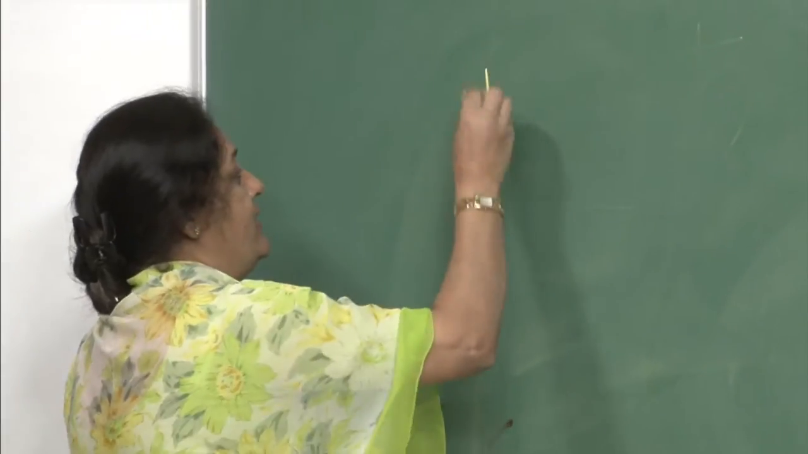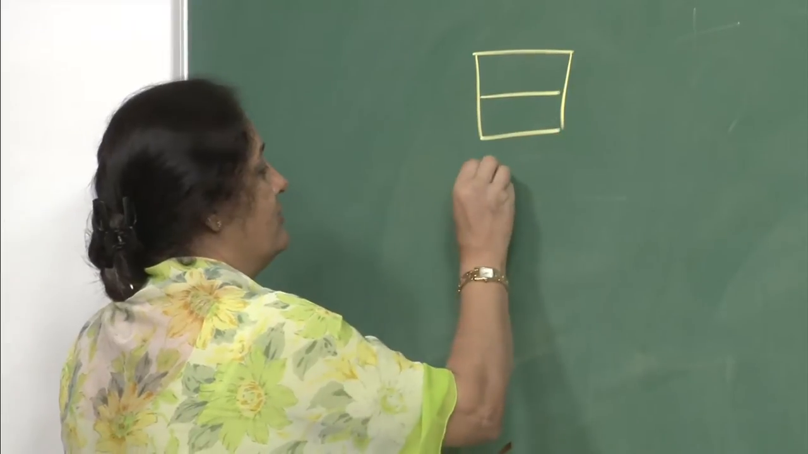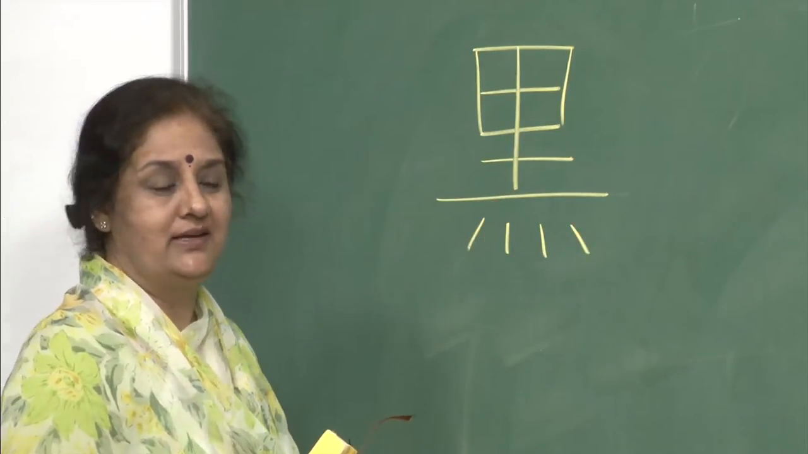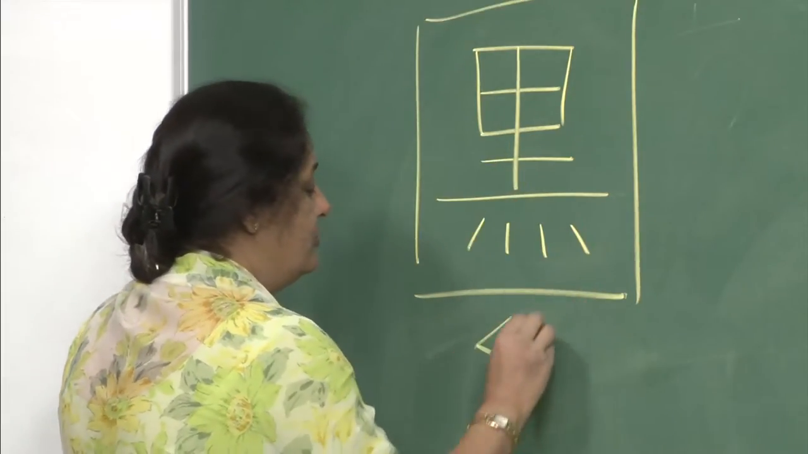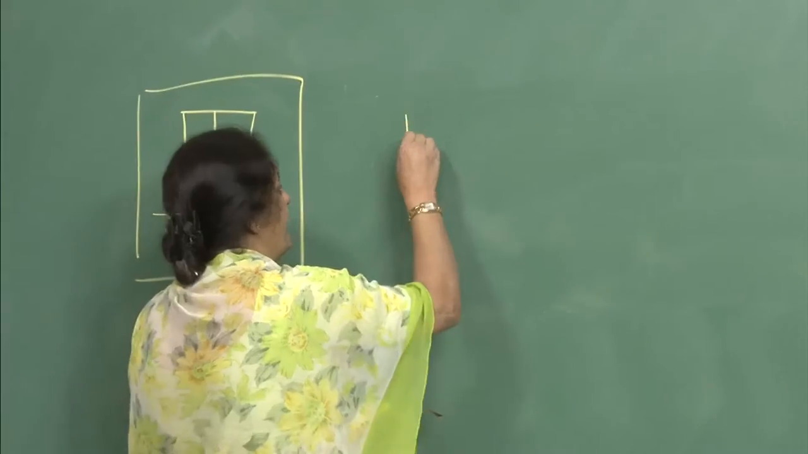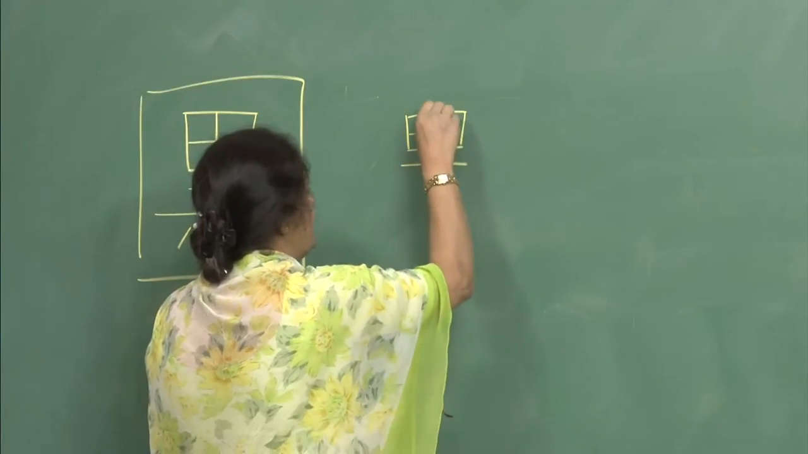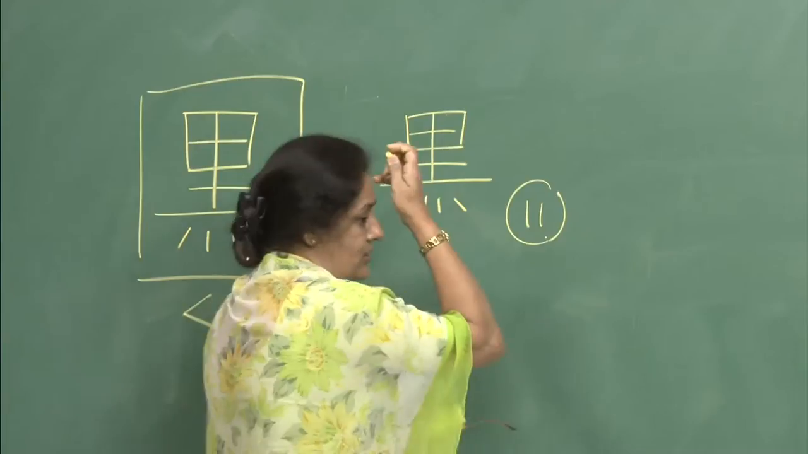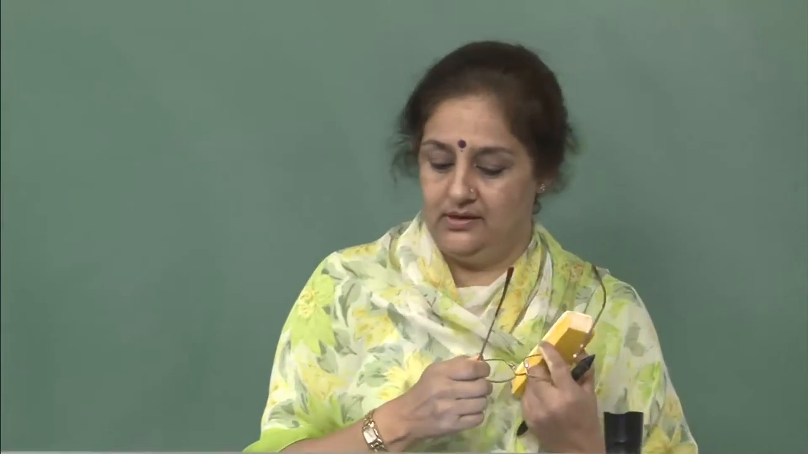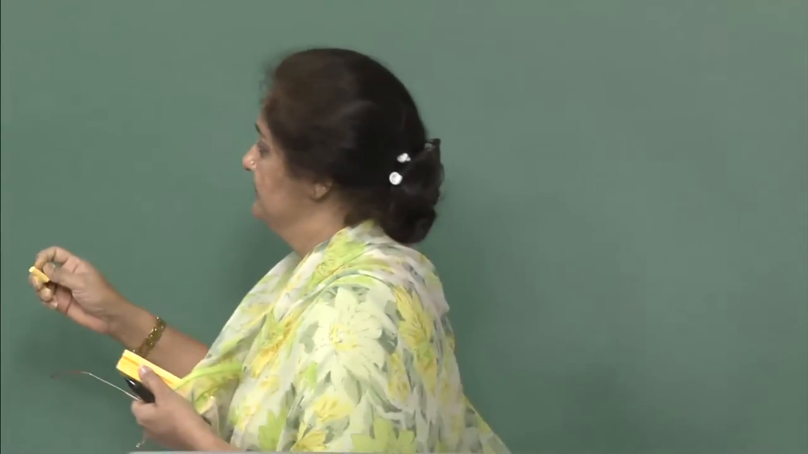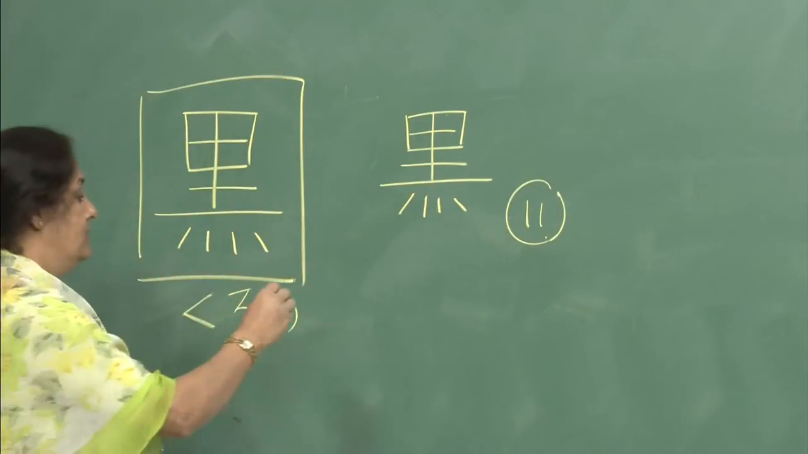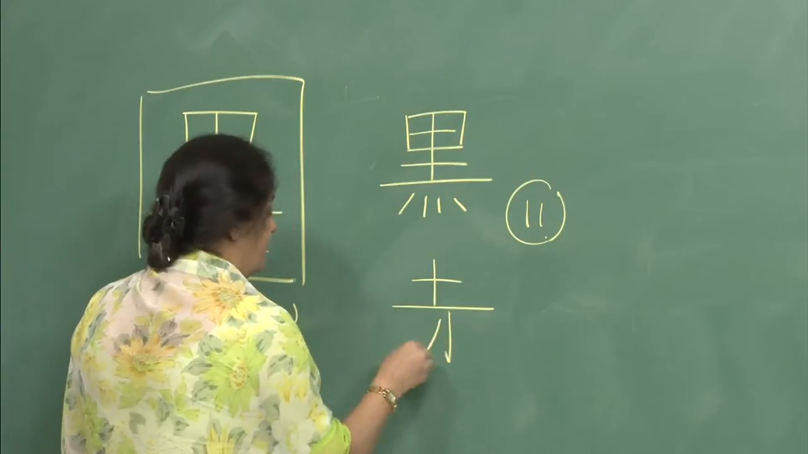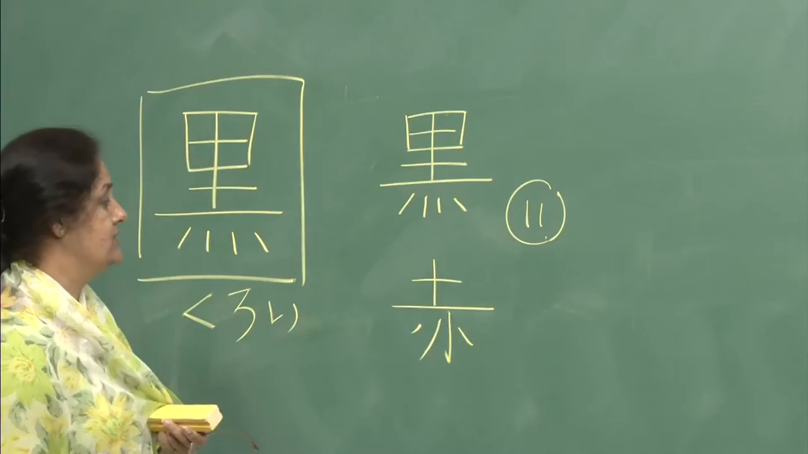1, 2, 3, 4, 5, 6, 7, 8, 9, 10 and 11. So, it is an 11 stroke character like this, kuroi. Once again for you, 1, 2, 3, 4, 5, 6, 7, 8, 9, 10 and 11. It is an 11 stroke character, please remember kuroi. Then we have akai for you over here, akai. Once again, one, two, three, four, five, six, and seven. Seven stroke character.